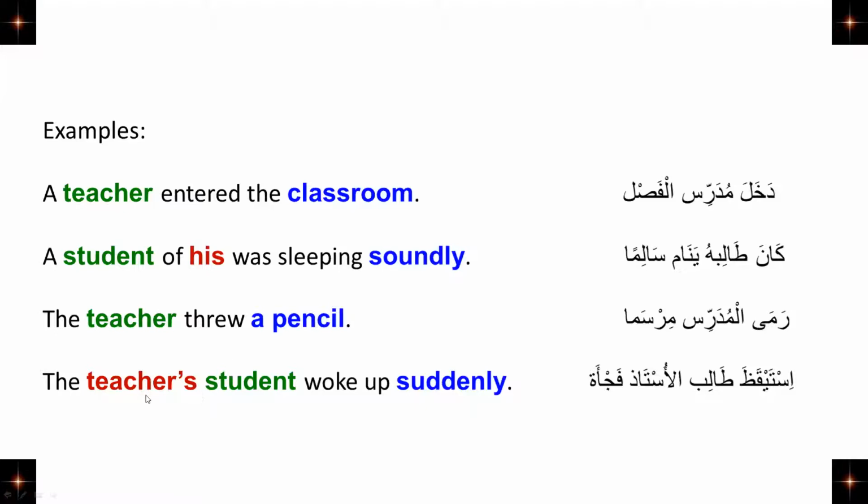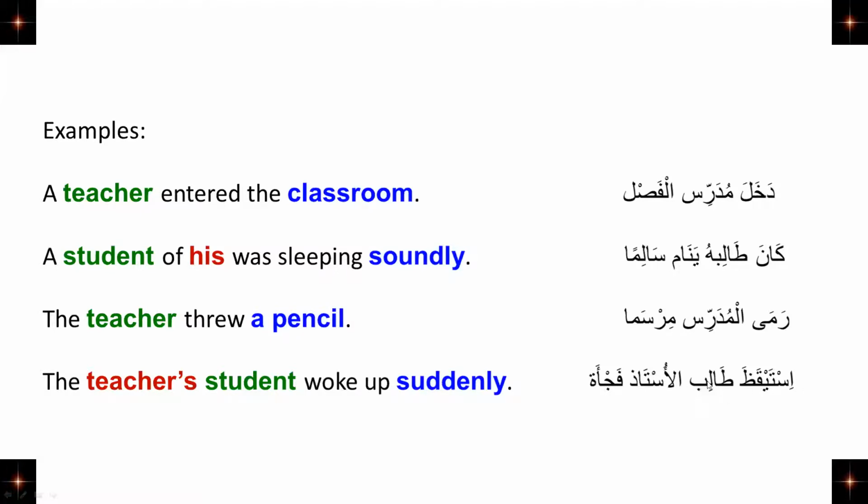Student of the teacher, right? So this one is actually after "of." Any word with a possession is actually majroor. Any word you see with apostrophe S is majroor. Isn't that interesting? Good. So istayqadha talibul, istayqadha talibul ustaz.